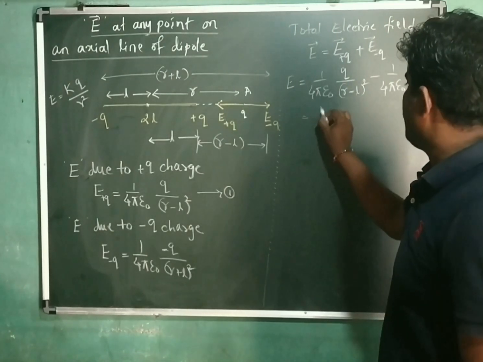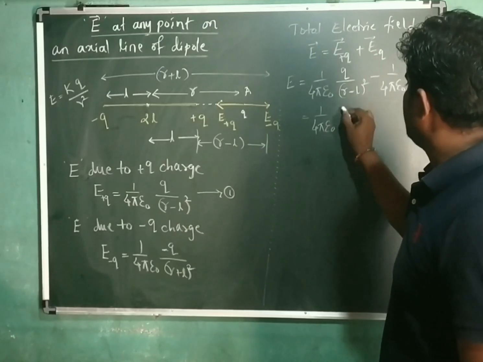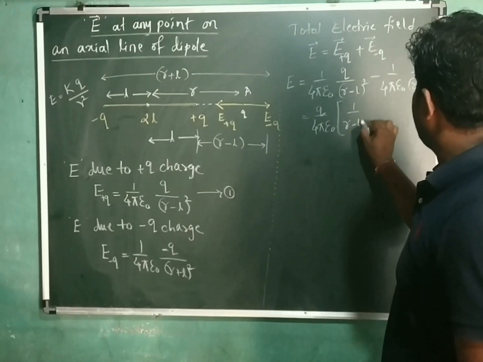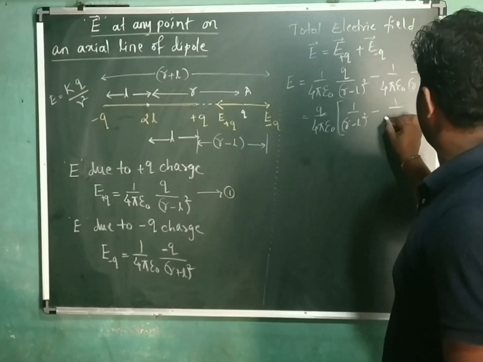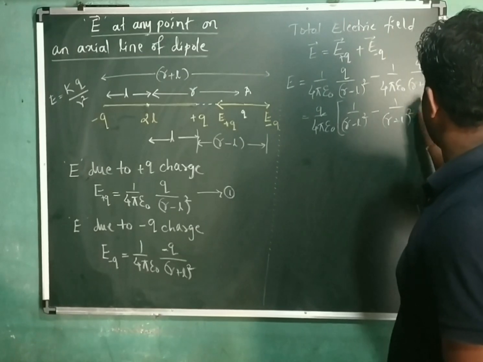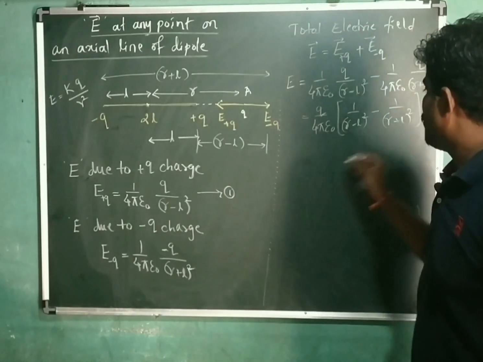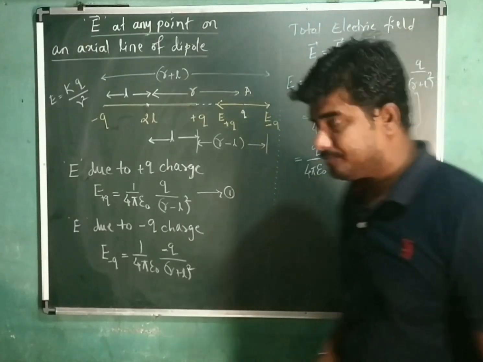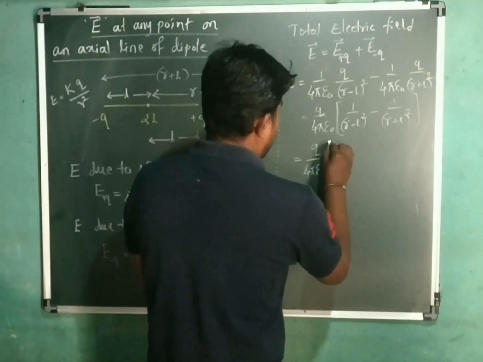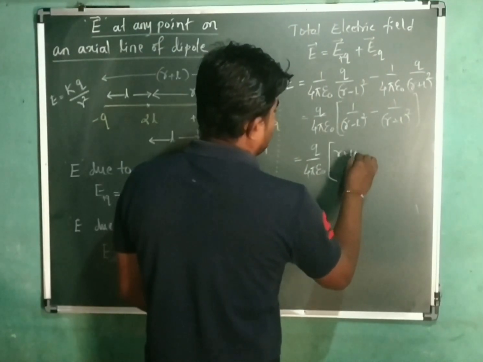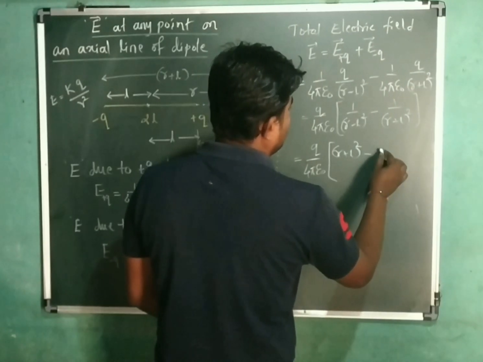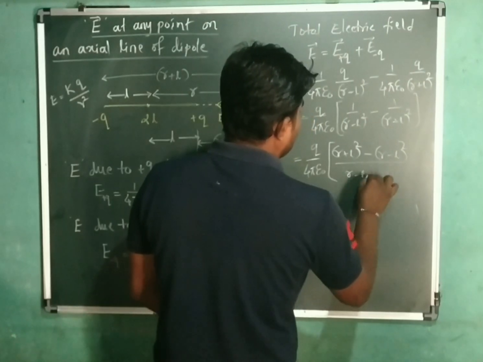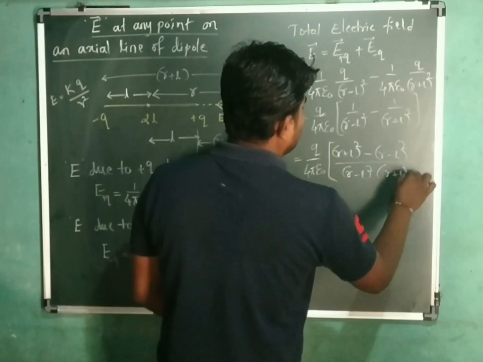On both sides, what is common? 1 divided by 4 pi epsilon naught q is common, and inside the bracket 1 divided by (r minus L) square minus 1 divided by (r plus L) square. Okay, I can solve this. Q divided by 4 pi epsilon naught, (r plus L) square minus (r minus L) square, divided by (r minus L) square (r plus L) square.